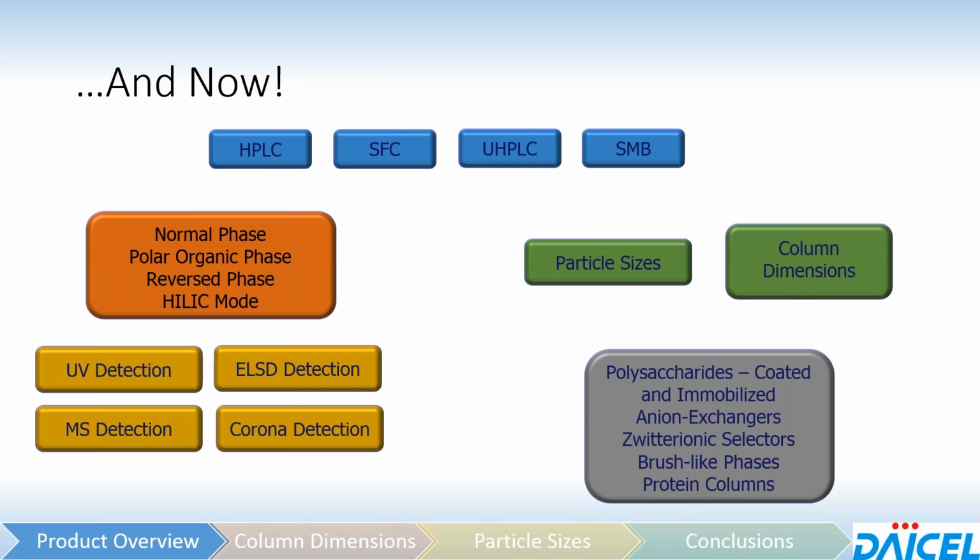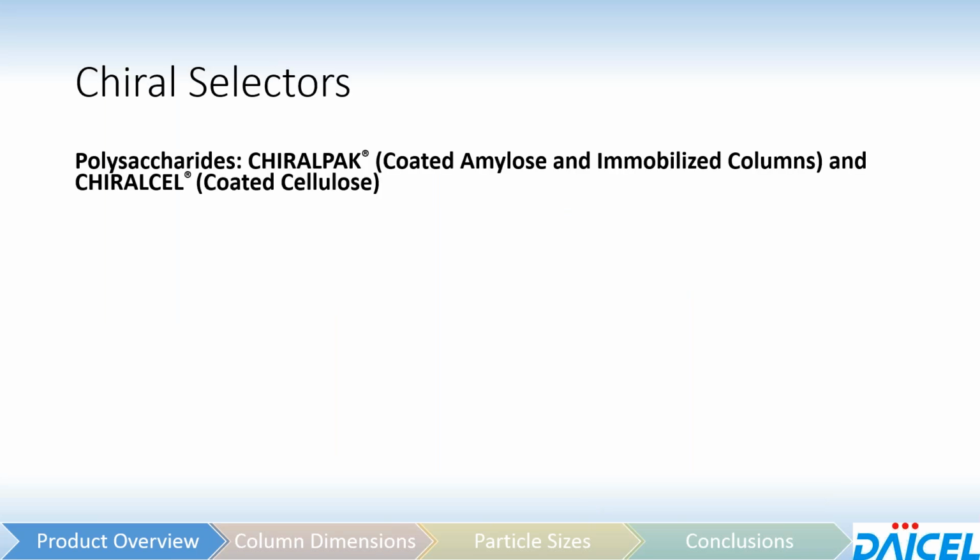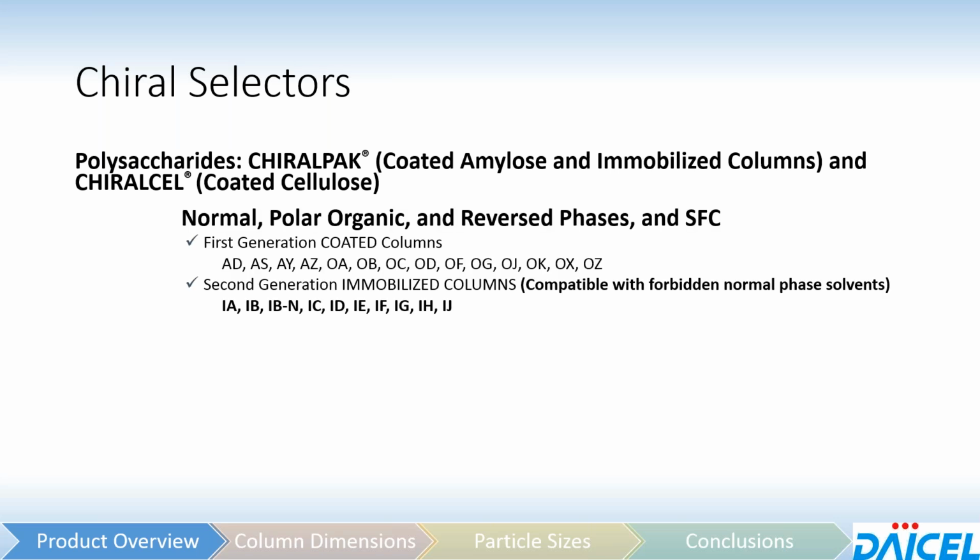And for the purposes of our discussion today, as the title of the webinar indicated, we will be focusing in strictly on column dimensions and the particle size offerings that we have and where they all fit into the different applications that you might be looking to use them in. To talk about the chiral selectors first, we'll focus on the polysaccharide phases, which are kind of our bailiwick. We have the Chiralpak line of columns. Chiralpak encompasses all of our coated amylose as well as our entire line of immobilized columns. And then we also have our Chiralcel line, which is the coated cellulose phases.